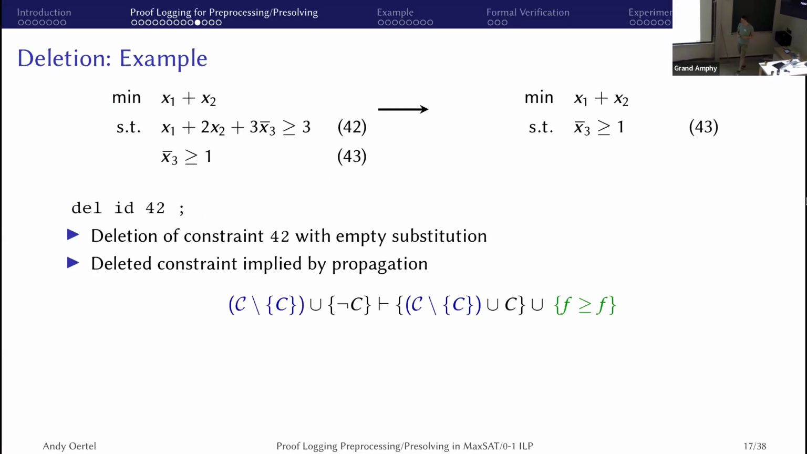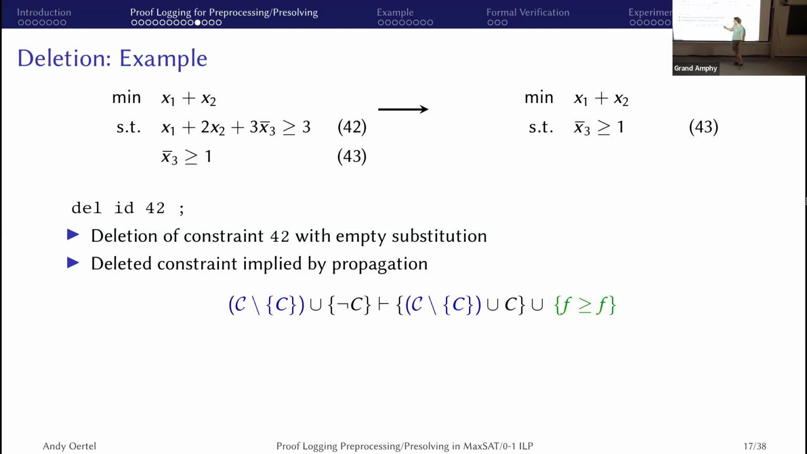So how this works, as an example, is when we have this constraint 42 here and we want to delete it, then we can do this without a substitution. So it's basically implied, like redundance-based strengthening, where when we have a substitution, this means we're doing some reasoning that's implied. Not the same set of solutions, but if we just have an empty substitution, then we are just deriving something or deleting something without changing the set of solutions.